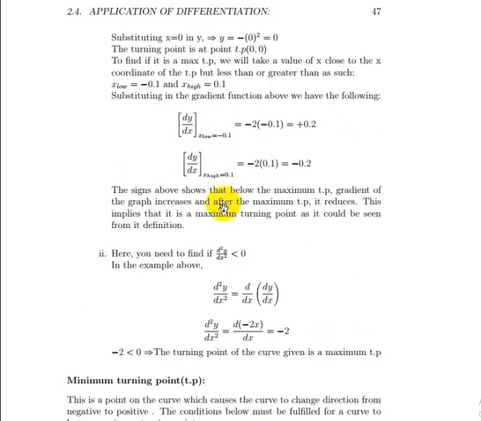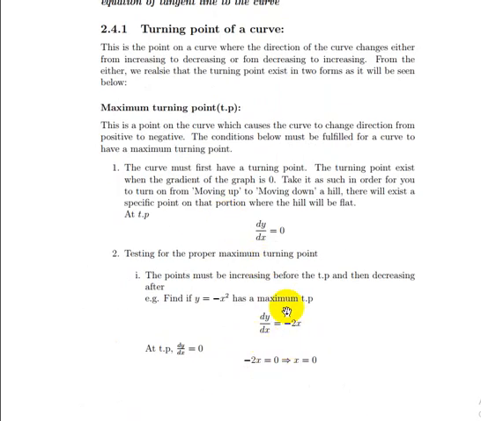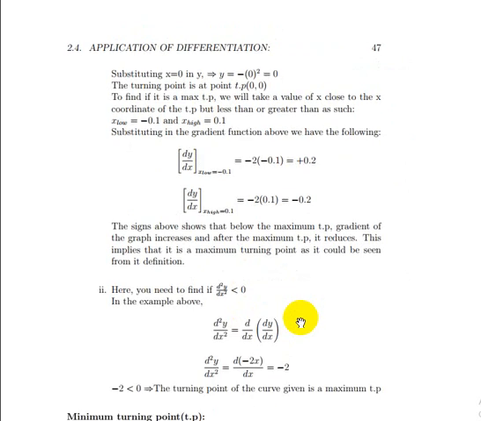So you differentiate this function again, and then when you substitute the x coordinate inside the double differentiation of the function, you're going to find if it is less than 0 or greater than 0.